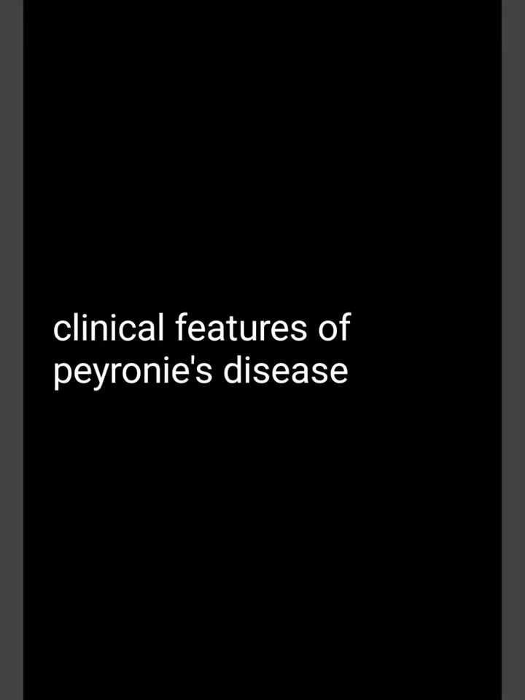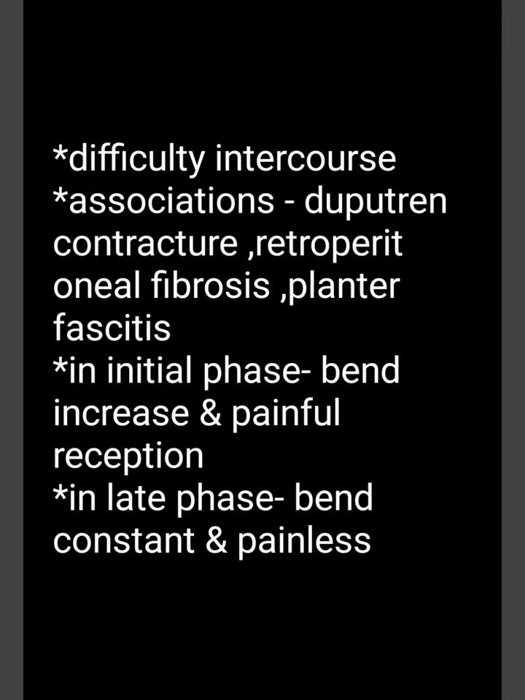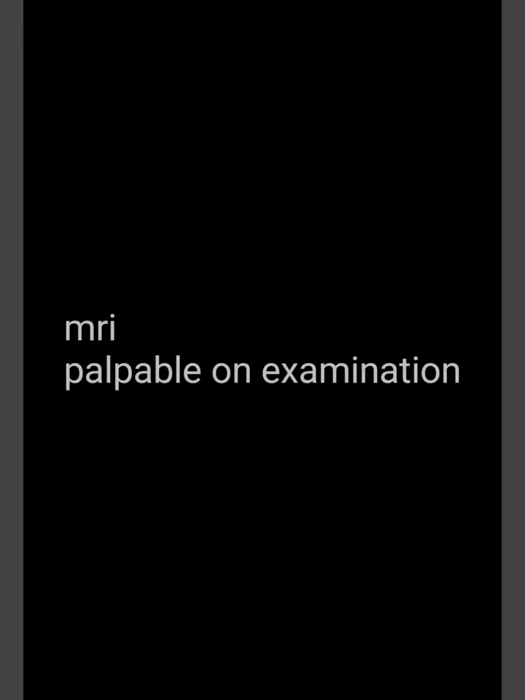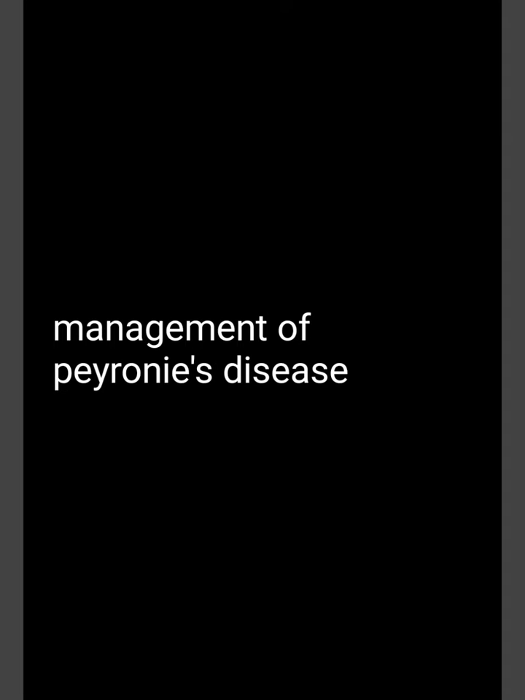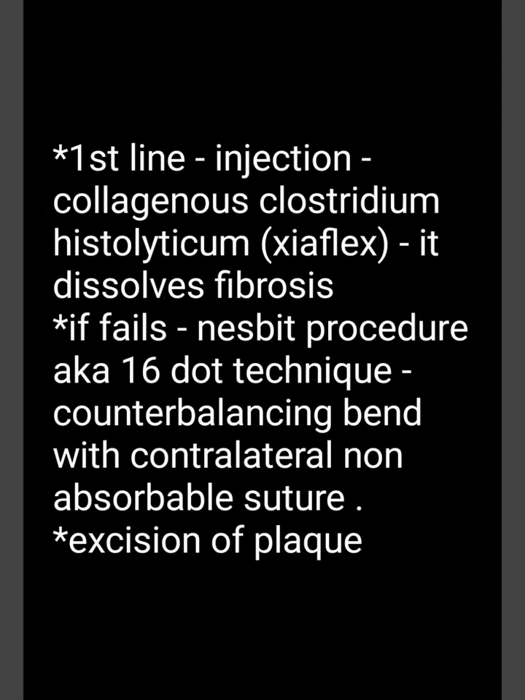Clinical features of Peyronie's disease. Difficulty in intercourse. Associations: Dupuytren contracture, retroperitoneal fibrosis, plantar fasciitis. In initial phase bend increases and is painful erection. In late phase bend constant and painless. Examination: plaque palpable on examination.